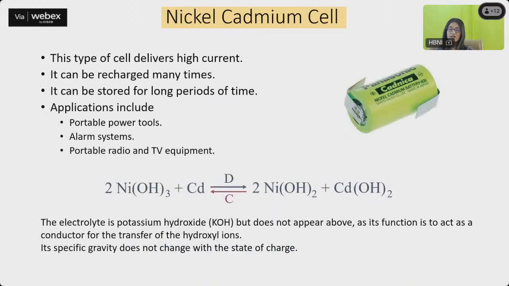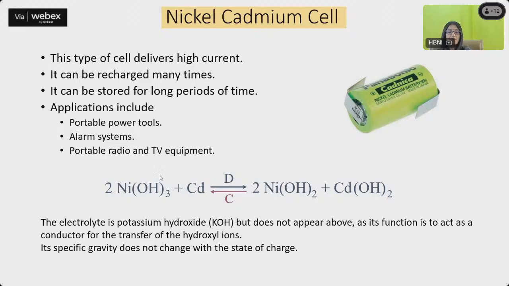So the next rechargeable battery we'll talk about is the nickel cadmium cell. This type of cell delivers high current, can be recharged many times, and can also be stored for long periods of time. The applications include portable power tools, alarm systems, and portable radio and TV equipment.